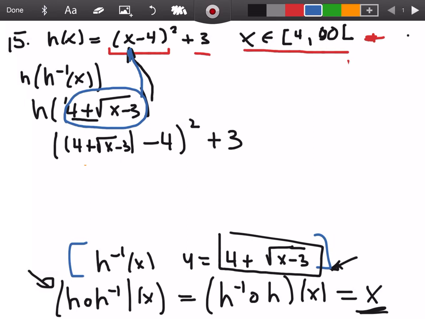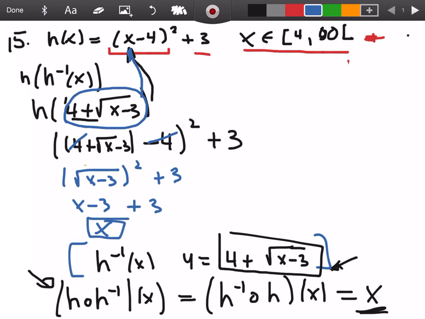And now you can start to look inside here. Well, this 4 and this negative 4 are going to cross out. And so all you're going to have left is the square root of x minus 3, quantity squared, plus 3. And when you square that square root, that's going to become just x minus 3 plus 3. Oh, look what happened. The negative 3 and 3 crossed off. We got x. So it worked. When we did the one on the left, everything came down to just x.